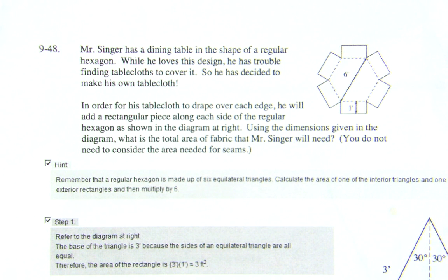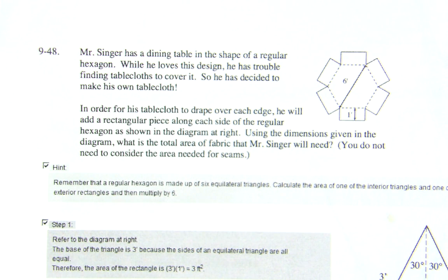Oh, and he sews. In order for his tablecloth to drape over each edge, he will add a rectangular piece along each side of the regular hexagon shown in the diagram on the right, using the dimensions given in the diagram. What's the total area of fabric that he's going to need? You do not need to consider the area needed for the seams. Okay, so we basically just have to find the area of the hexagon inside, and then add it to a bunch of rectangle areas over here.